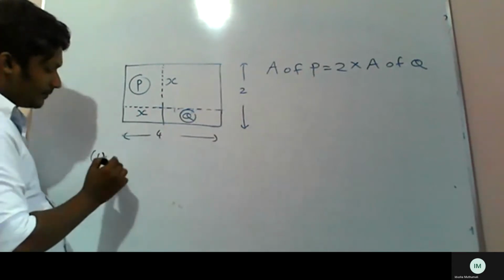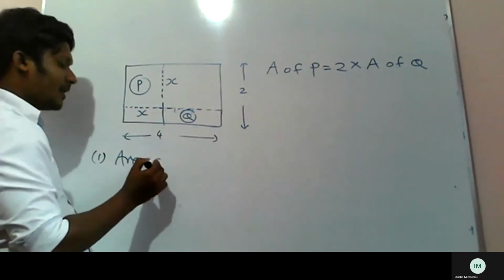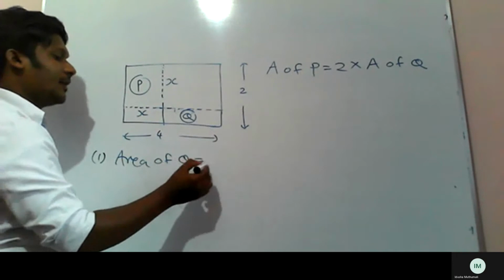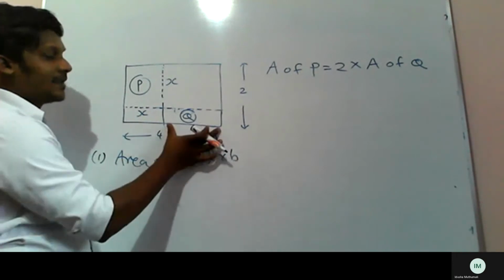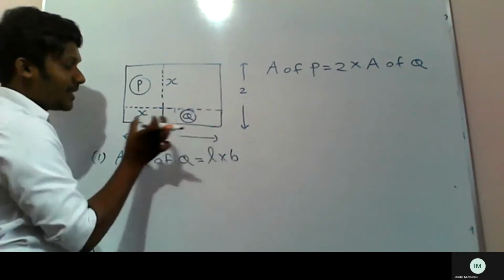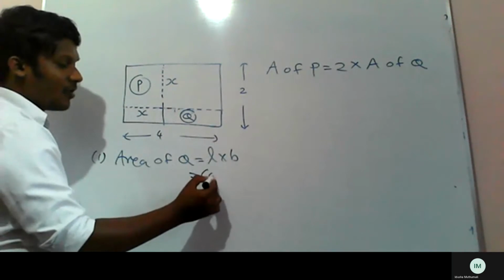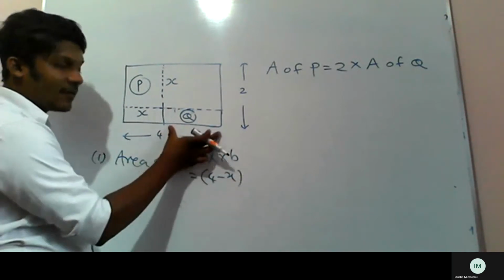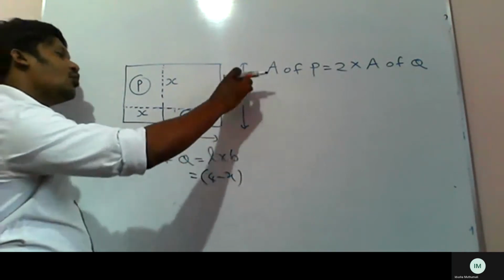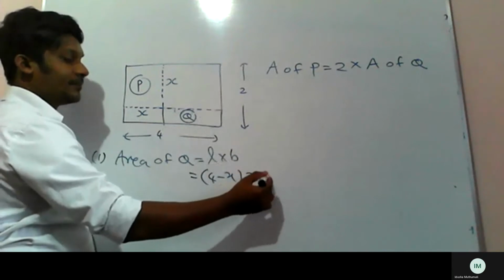Question number 1. Area of Q equals length into breadth. This length is 4 meters minus x, no? 4 meters minus x is the length of this figure, with width 2 meters minus x.